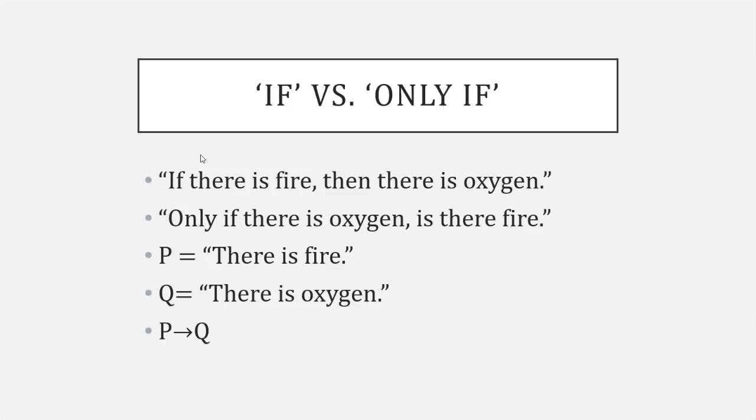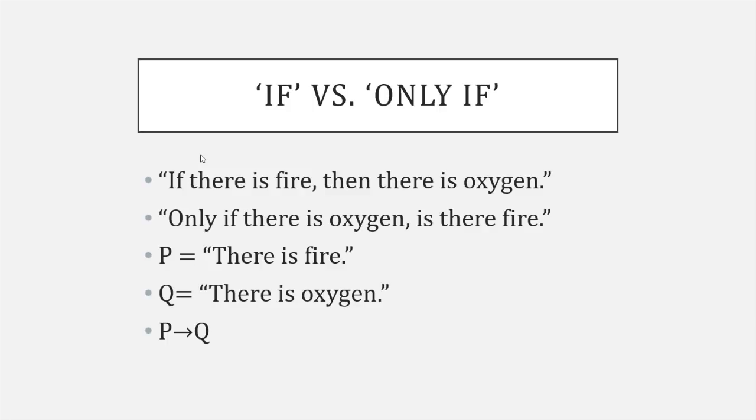Now, in the first sentence, the thing that comes right after if is the antecedent. P, there's fire. Right? The antecedent is the first part. Once you've got it into a logical form, logically symbolized, the antecedent is the first part. If P, then Q. In the second sentence, the thing that comes right after only if is the consequent. Yeah? Only if there is oxygen, there is fire.